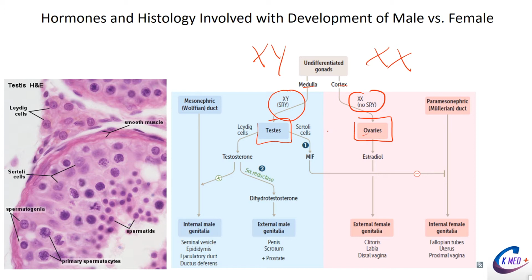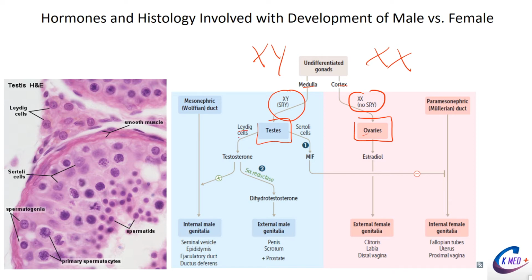So the starting point is if there's a present SRY gene, then you make testicles, and that means you make Leydig cells, you make Sertoli cells, and from that point on, you can go ahead and develop all the other internal structures within testicles and start making all the other hormones. So if you're SRY positive, you make testicles. If you're not, you make ovaries. We will come back to the female side a little bit later.